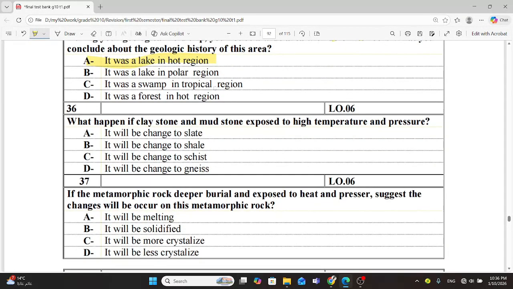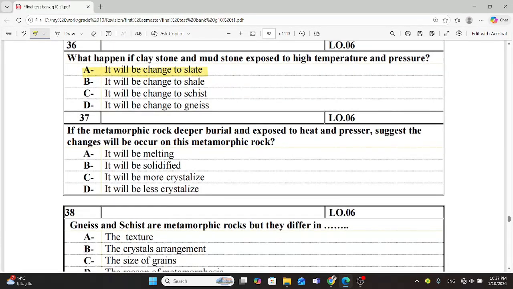What happens if claystone and shale are exposed to high temperature and pressure? Both will be changed to slate. If a metamorphic rock is buried deeper and exposed to heat and pressure, what change will occur in the metamorphic rock? It will melt, be solidified, have more crystals, or have less crystals? No, it will be more crystallized.